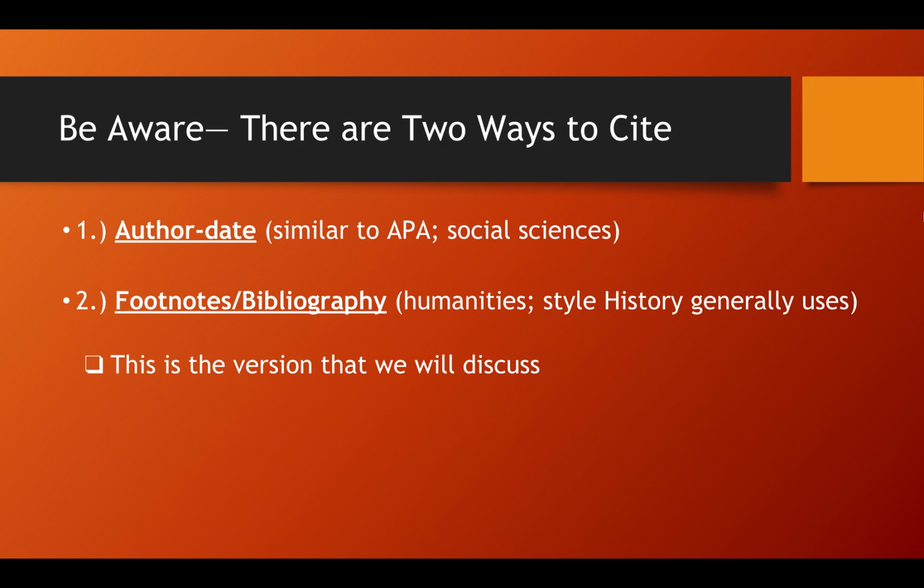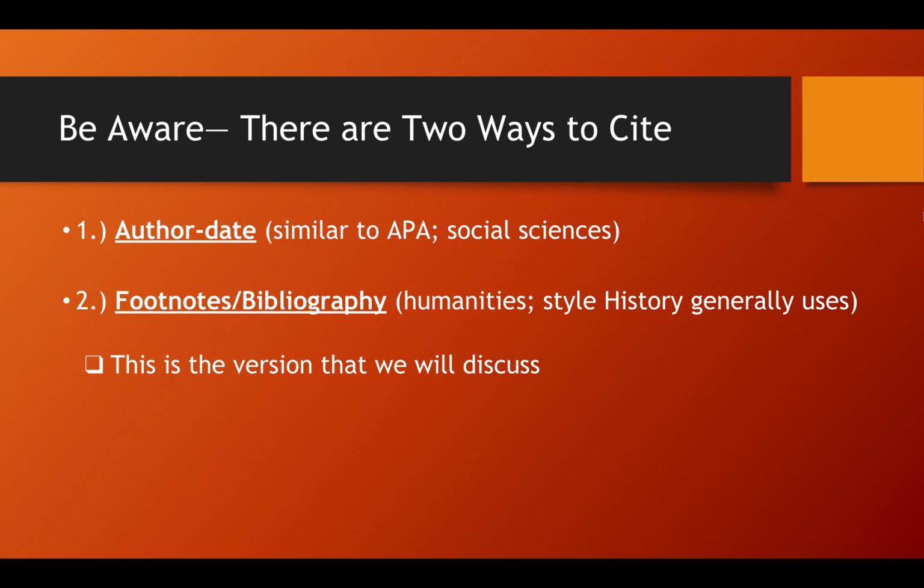So be aware moving forward, too, that there are two different ways to cite in Chicago style. The first one is author-date, which is similar to APA and is used with the social sciences. The reason it's similar to APA is because you would include a parenthetical in-text citation that has the author's last name and the date, which is basically exactly what you do when you're doing APA.